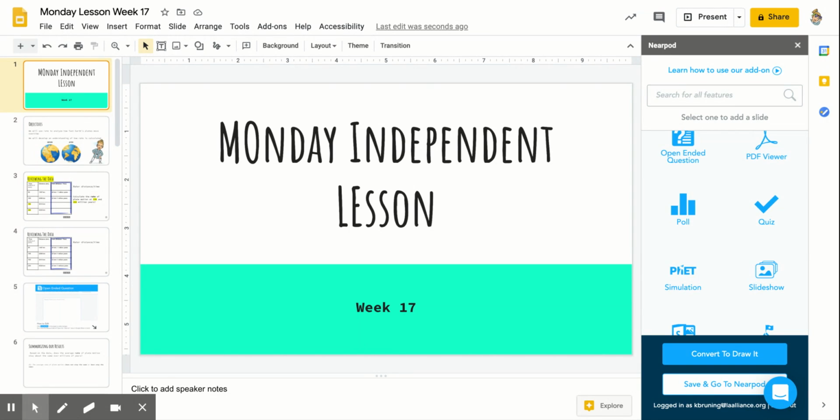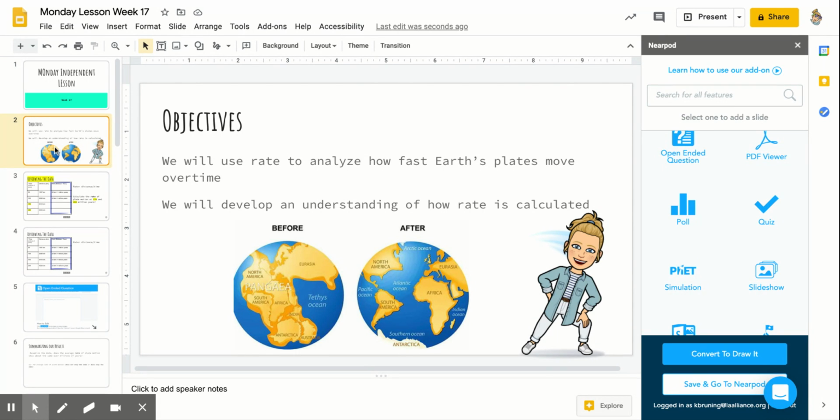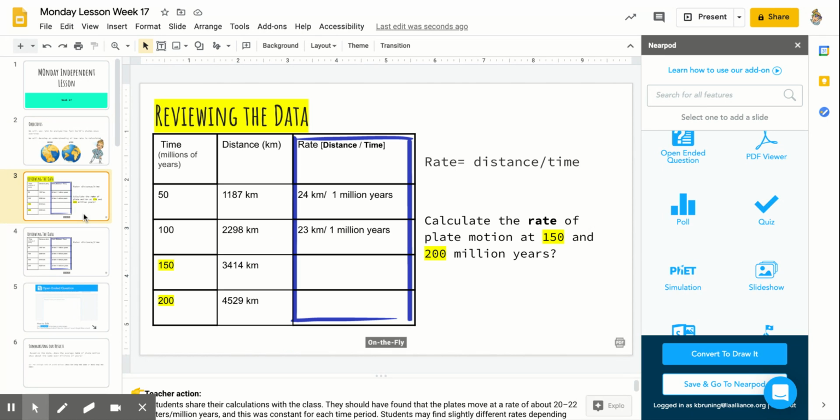So today we're going to do a little review to wrap up the lesson from Thursday and Friday. If you remember, on Thursday and Friday we were looking at rate, and we were using rate to analyze how fast Earth's plates were moving over time. We also developed an understanding of how to calculate rate, using some of our math skills. So we're going to review the data from last class.